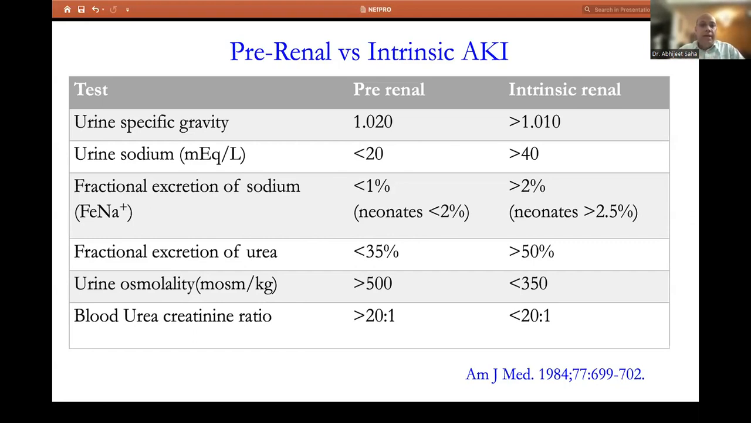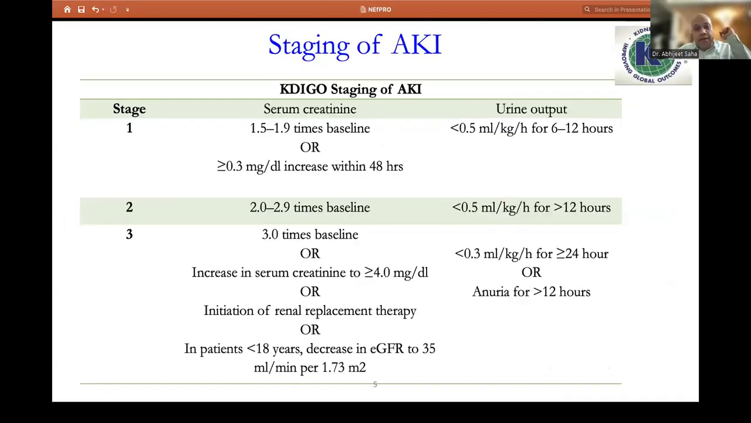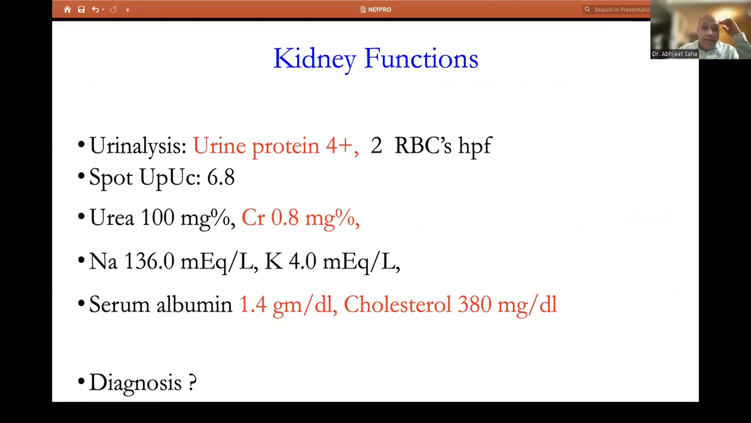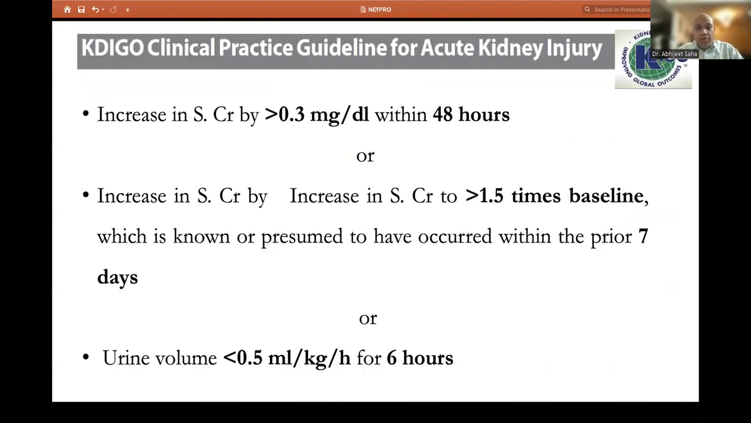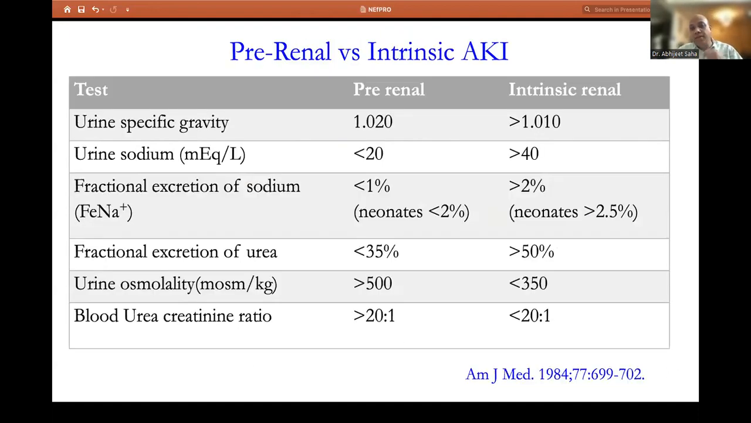So in pre-renal AKI, usually since there is a hypovolemia, the body tries to conserve sodium. So the urinary excretion of sodium is decreased, the fractional excretion of sodium is less, and similarly the blood urea creatinine ratio is high. So there is more increase in the blood urea as compared to creatinine. So for the pre-renal AKI, the ratio of blood urea to creatinine is usually more than 20:1. So the blood urea and the creatinine value of this case is given here. So you can try taking out the ratio of this child and write in the chat box.